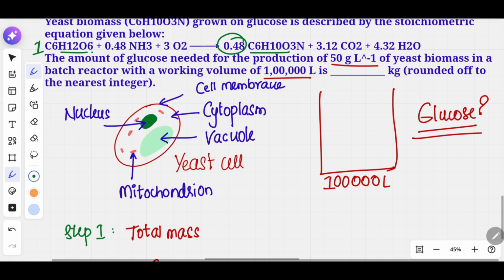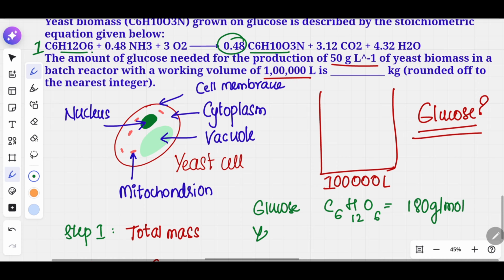But we can't buy moles at the store. You can't go to the store and say give me so many moles of yeast. You have to buy it in grams or kilograms. So let's find out the molecular weights. For the glucose, which is C6H12O6, what is the grams per mole? It is 180 grams per mole.